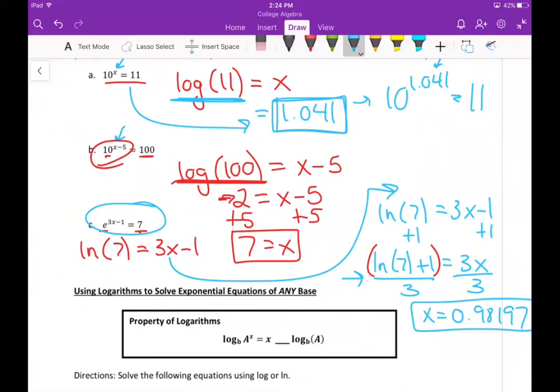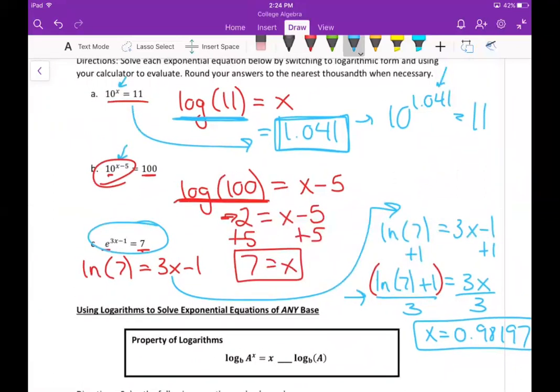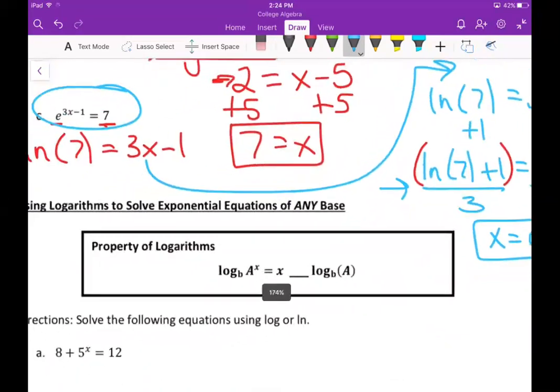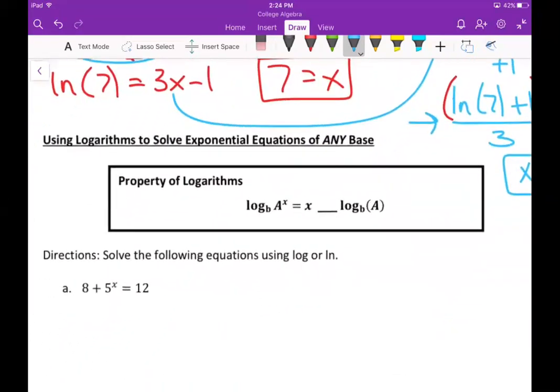Okay? Now, again, these were great, but they all had bases of 10 or e, so we could use our calculator. So the question now is, what if I have a base that is not 10 and not e? We've been working with all different kinds of bases with these growth factors and decay factors and equations. So what we need is a property of logarithms that helps us solve for any variable in the exponent with any base.